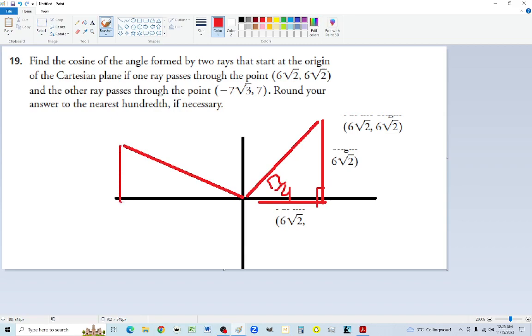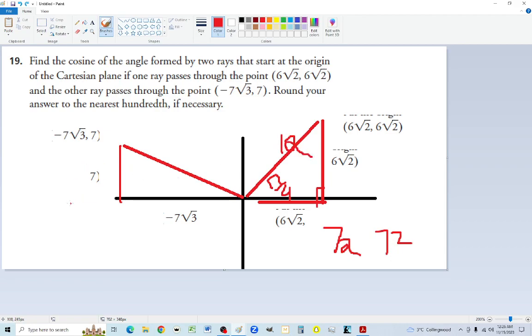This other one's a little trickier. This other one goes through this point, which means the length on the x value is this, and the height is this. If we wanted to find the hypotenuse, let's find the hypotenuse over here too. 6 times 6 is 36. Square root of 2 times square root of 2 is 2. 36 times 2 is 72. This one's 72, which means when we add it together, we would get 144, and the square root of 144 is 12.